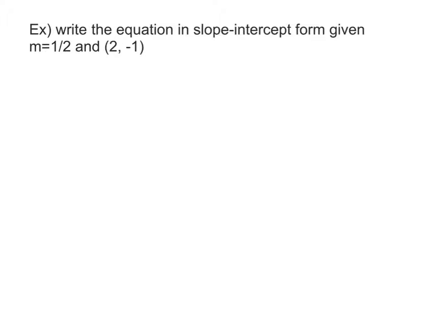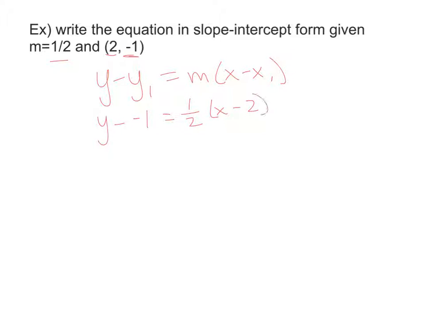Okay, so starting out, it says write the equation in slope-intercept form given a slope of 1/2 and the point (2, -1). So again, we're going to start with point-slope form, which is y minus y1 equals m times x minus x1. So I'm just going to plug in. So y minus my -1 equals my slope, which is 1/2, then x minus my 2.